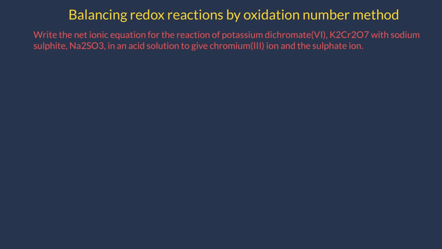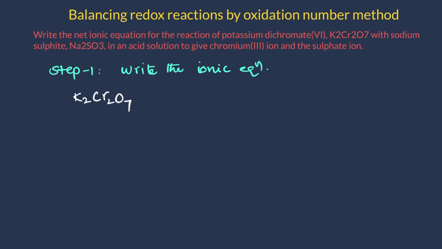So the first step, step 1, is to write the ionic equation, or skeletal ionic equation. How do we write the skeletal ionic equation? First, read the given statement: K2Cr2O7 reacts with sodium sulfite to give chromium plus 3 and sulfate ion. This is called sulfate ion.